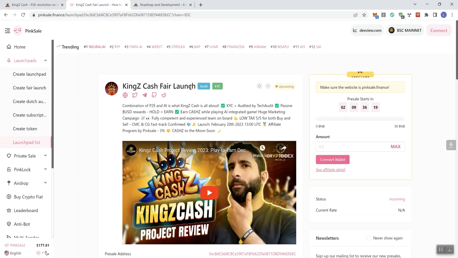And this is their presale on Pink Sale. Again, it's coming up rather soon, so you've got some time to do some additional information gathering on your own prior to the sale going live. So just keep that in mind.